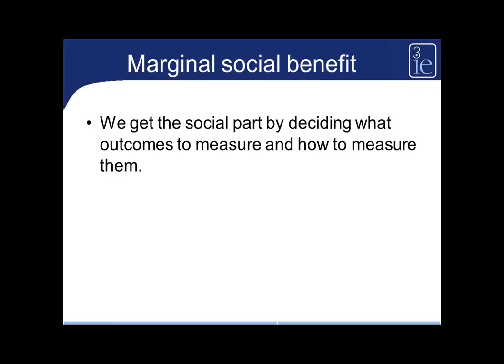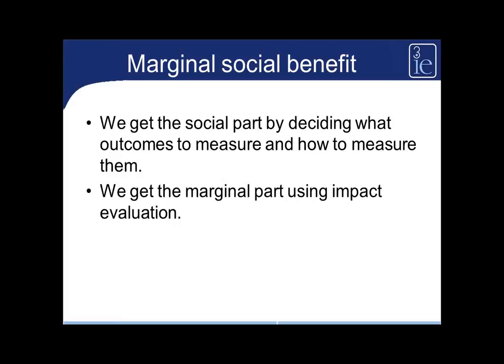So marginal social benefit. How do we then measure marginal social benefit given that we don't have the function of a price to do it for us? The social part is pretty easy because we can just decide what those outcomes are that we think are important to the society, and we can look for ways to observe and measure those outcomes. So that's how we get the social part. How do we get the marginal part? We get the marginal part using impact evaluation.